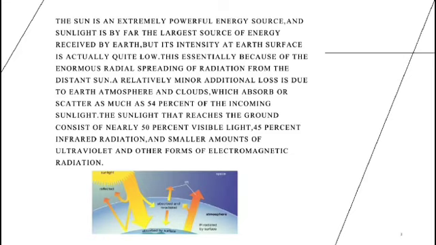The sun is an extremely powerful energy source, and sunlight is by far the largest source of energy received by Earth. But its intensity at Earth's surface is actually quite low. This is essentially because of the enormous radial spreading of radiation from the distant sun. A relatively minor additional loss is due to Earth's atmosphere and clouds, which absorb or scatter as much as 54% of the incoming sunlight. The sunlight that reaches the ground consists of nearly 50% visible light, 45% infrared radiation, and smaller amounts of ultraviolet and other forms of electromagnetic radiation.